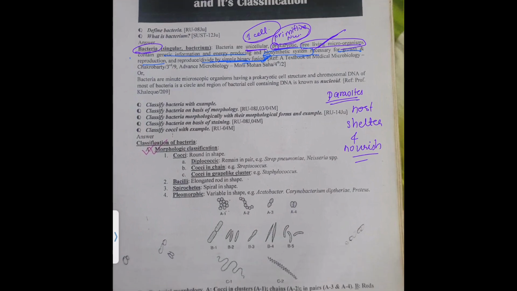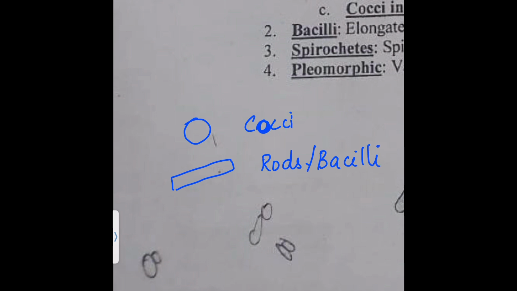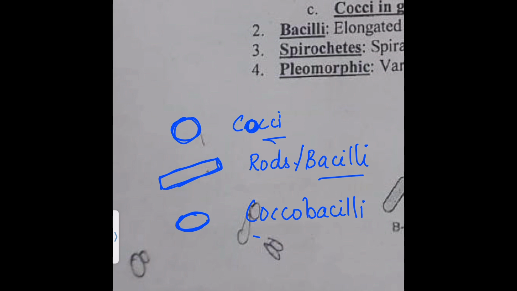Okay, so the basic definition of bacteria is done. What is important is the classification. Now some bacteria you'll find round in shape. Those are known as cocci. Cocci means round. Then you'll find some rods. Those rods are called bacilli. Then you may also find something in between, which is cocobacilli. Clear? Cocci means round, bacilli means rod, and cocobacilli is in between rods and round.